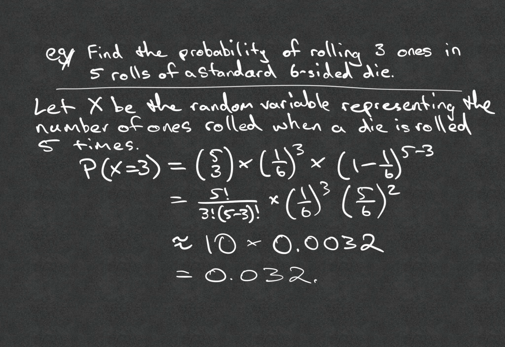There we go. So that is an example of calculating binomial probability. Of course, the problems get more involved than that, but that's the basis of them all. You can do things like, what's the probability of getting more than 3 ones in 5 rolls, or at least 3 ones, and those sorts of questions. But that's the basis for those kinds of problems.